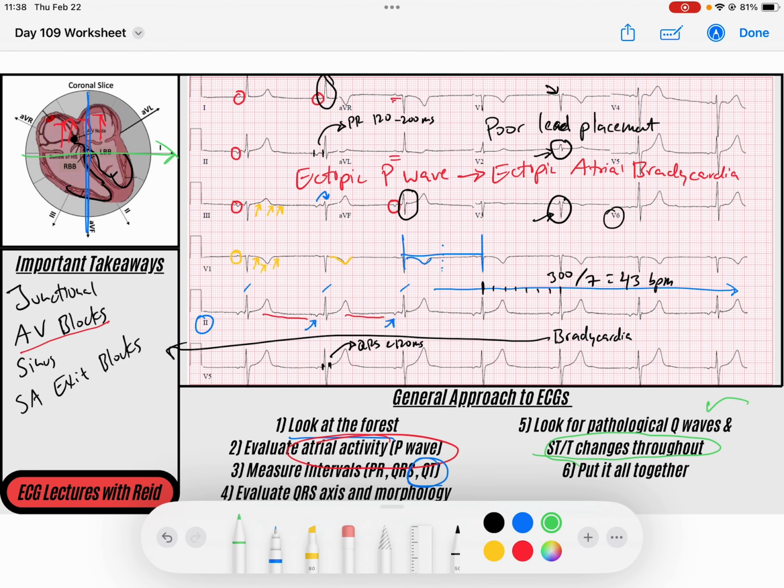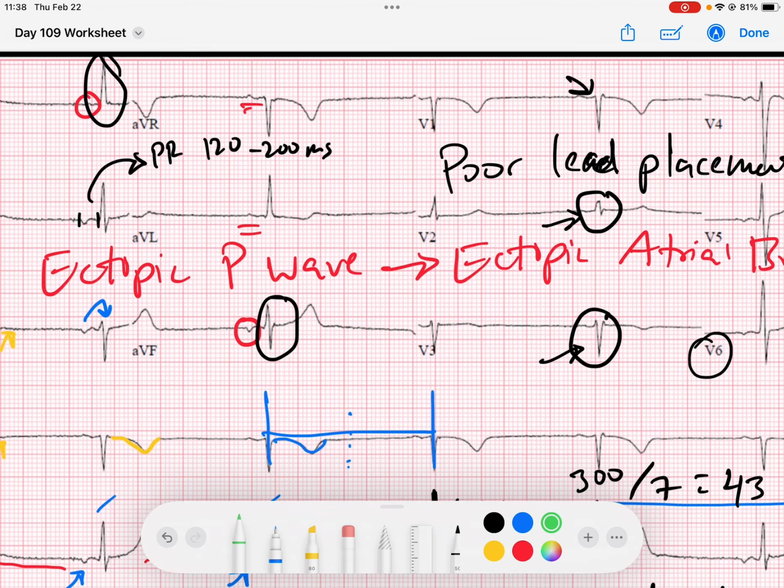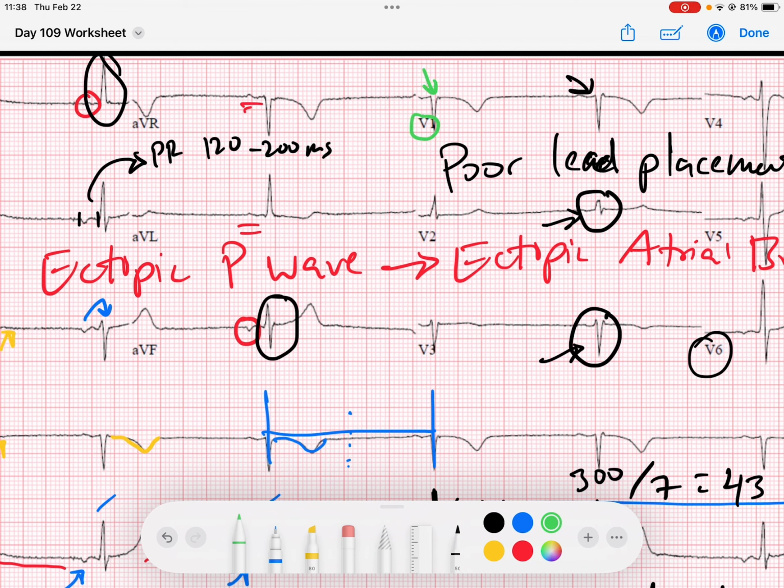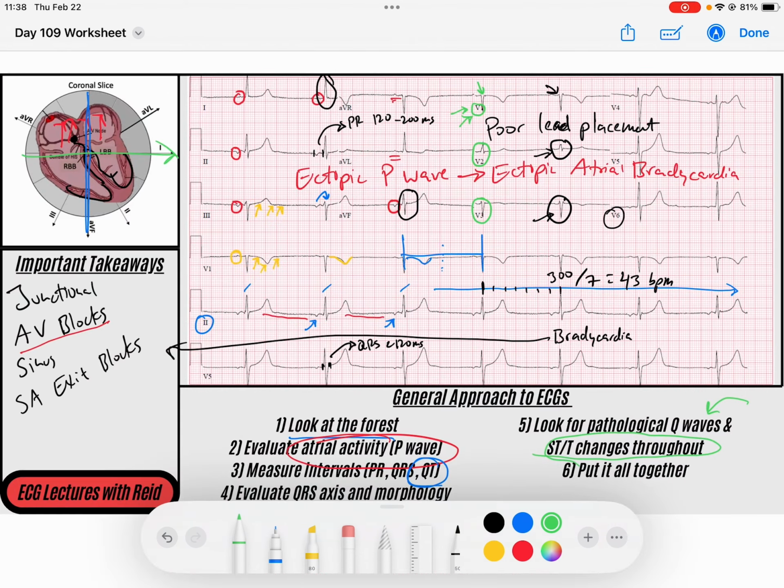I look for pathological Q waves that tell me if there's been a previous myocardial infarction. You can see in V1 we've got these deep Q waves, but I'll be honest, in the setting of V2 being in V3, kind of this misplacement, I would like to get another one to see. I bet you that V1 is also a little bit misplaced.